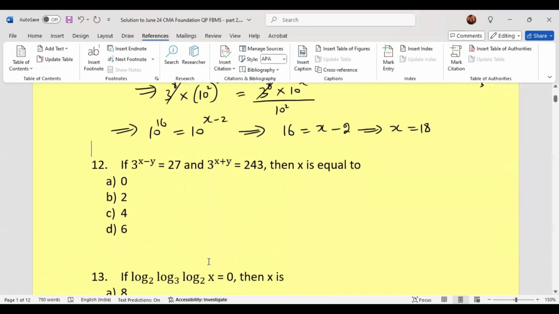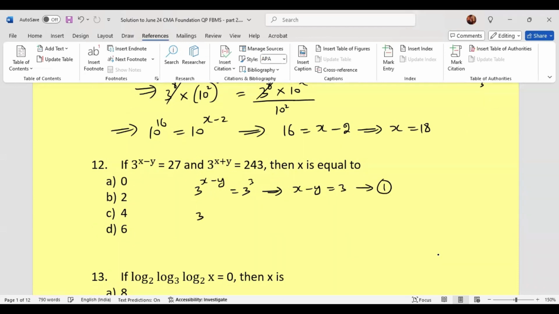Next question, 12th question. If 3 to the power of x minus y is equal to 27 and 3 to the power of x plus y equal to 243, then x is equal to what? First of all, the first equation, 3 power x minus y equal to 27, can be written as 3 cube, which means we can equate the indices because base is common. X minus y equal to 3, call this as equation 1.